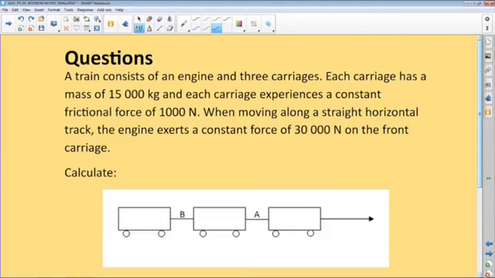A train consists of an engine and 3 carriages. Each carriage has a mass of 15,000 kilograms, and each carriage experiences a constant frictional force of 1,000 newtons. When moving along a straight horizontal track, the engine exerts a constant force of 30,000 newtons on the front carriage. And then it asks us to calculate.